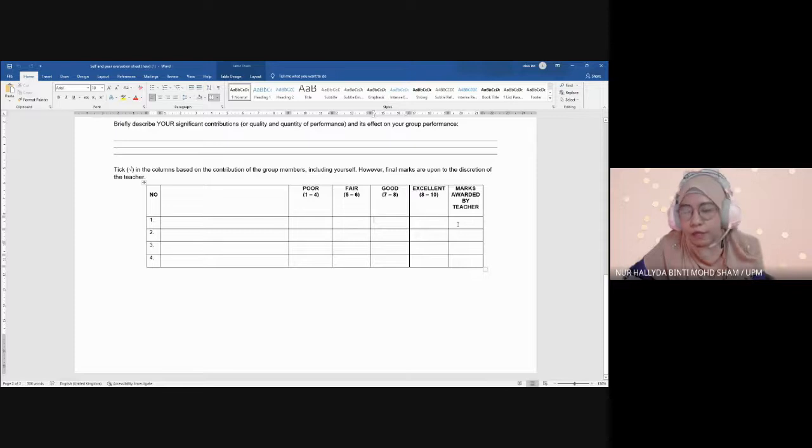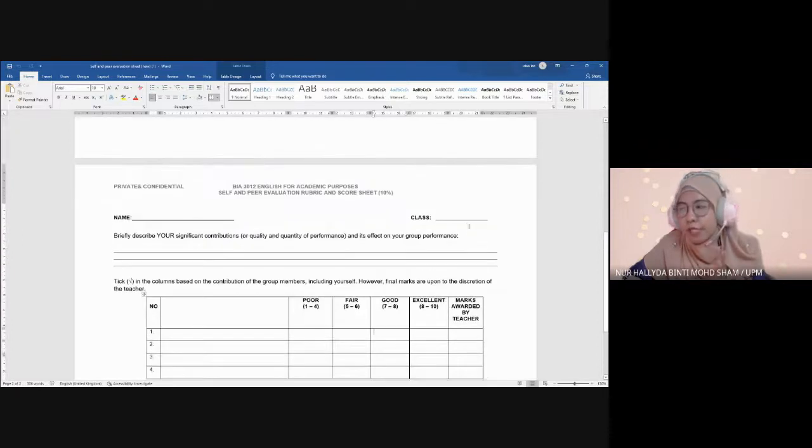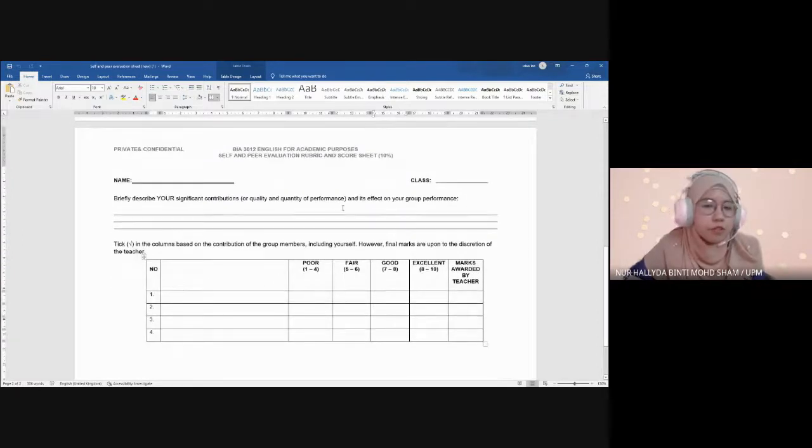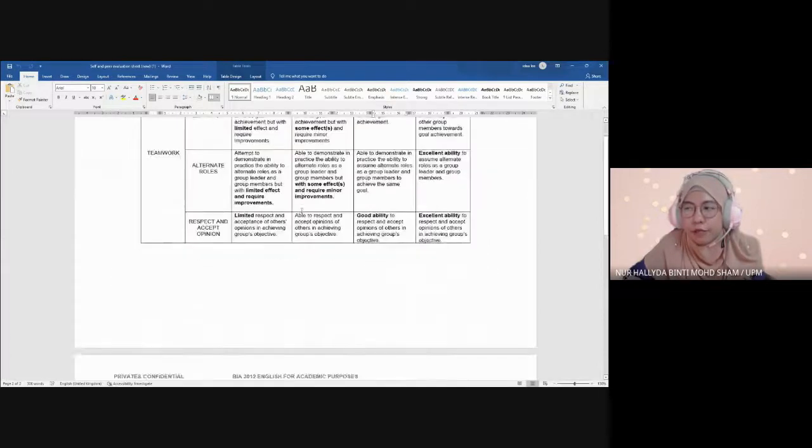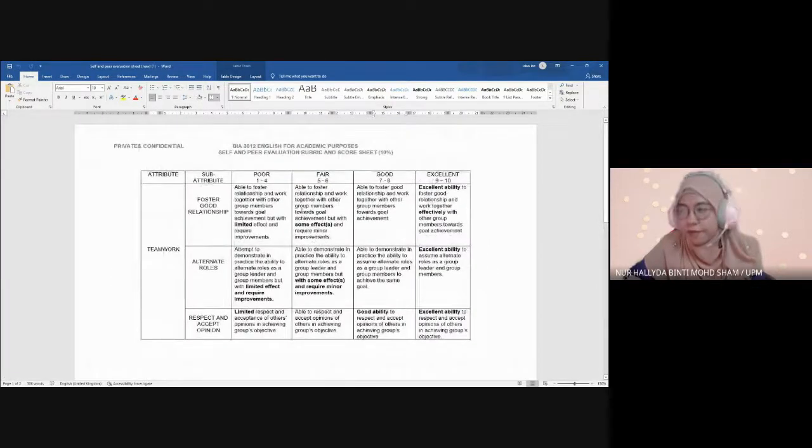And this part I will award based on what I feel. So basically this is the peer evaluation form. You still need to fill in and submit on Google Classroom. I will set up the link.